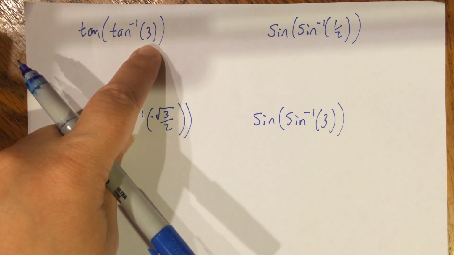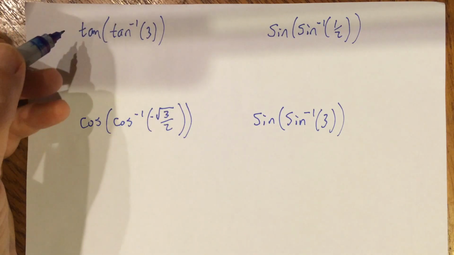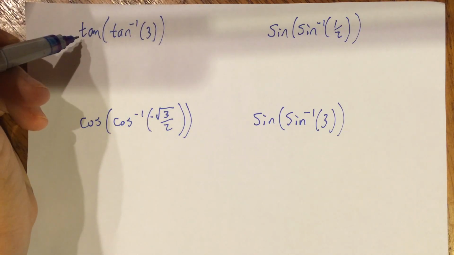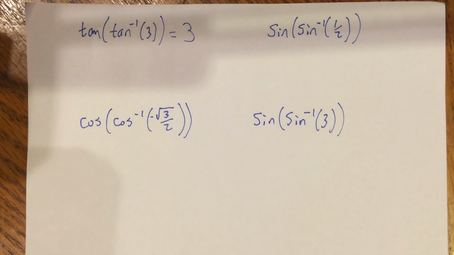And tan was the one that we were allowed to take the inverse of anything. So that's fine. And tan also, regular tan, has an output of anything. So this is just going to be 3.